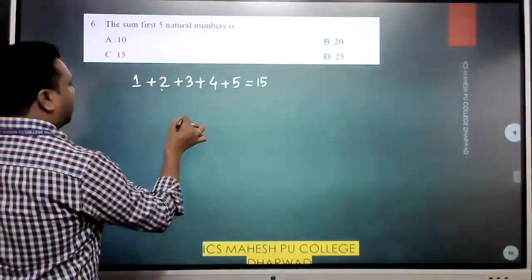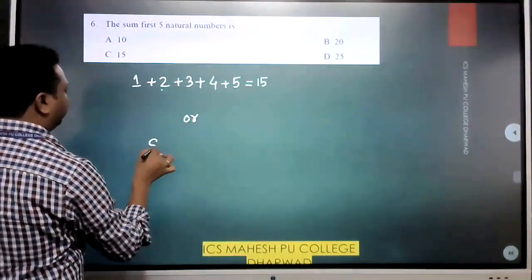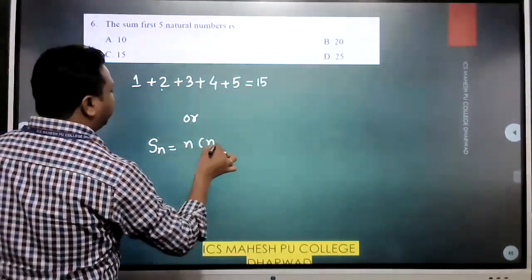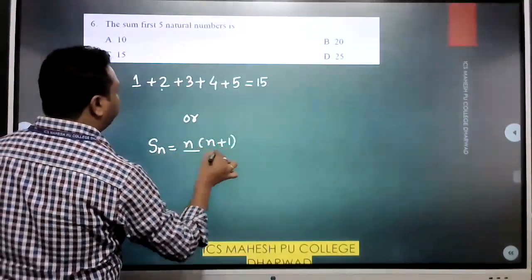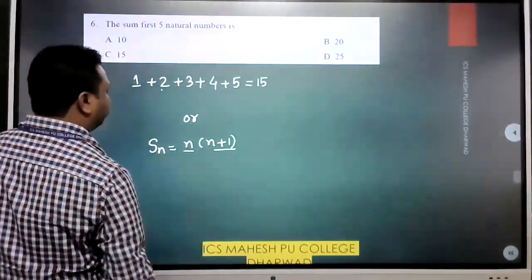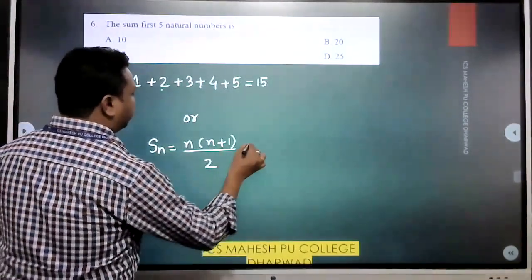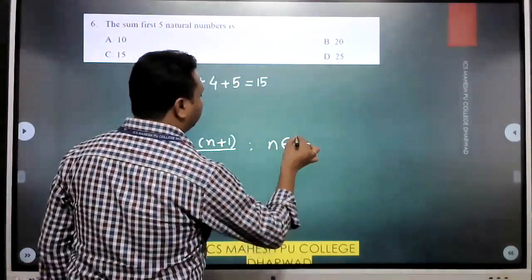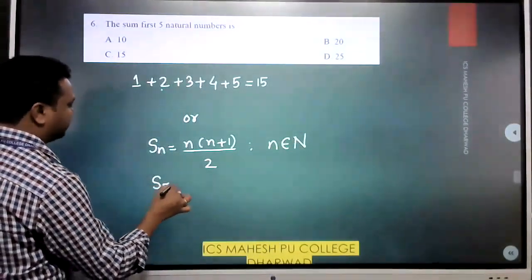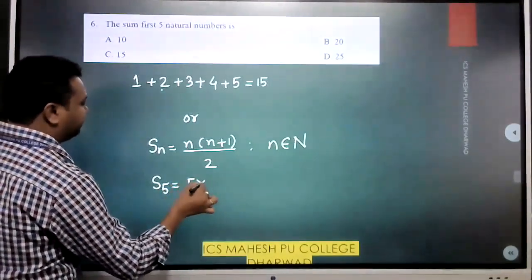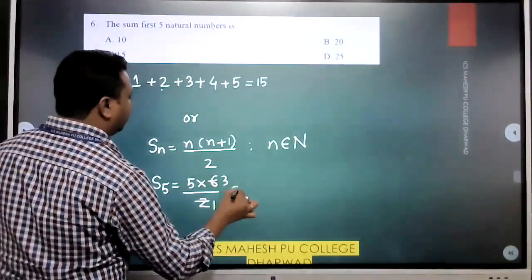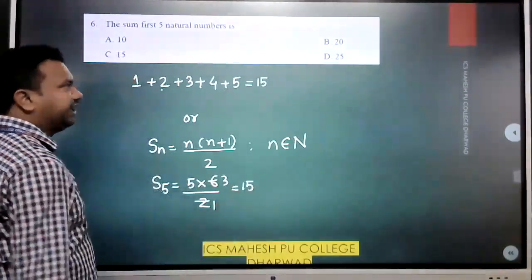Or else you can take the formula of Sn is equal to n into n plus 1 divided by 2, where n is a natural number. N belongs to the set of all natural numbers. Now here the question is for the first 5. So 5 into 5 plus 1, 6, divided by 2. 2 3s are 6, 2 1s are 2. Once again, your answer is 15.